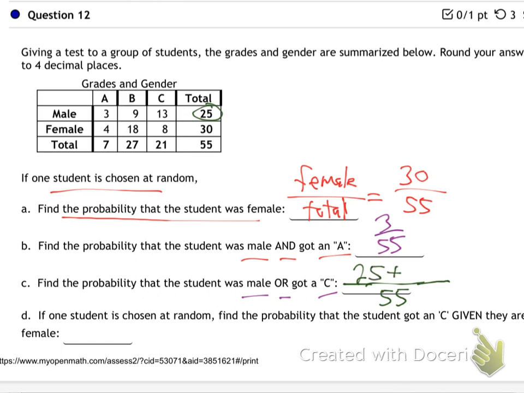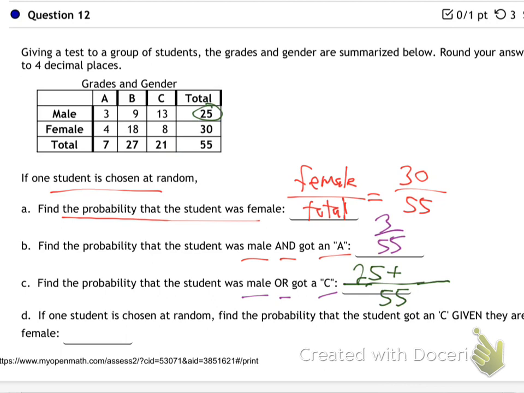But they said male or got a C, so you got to add those up. So what should I add to that? What am I going to add? The 21. Zach, why do you say the 8? Because you already have the 13 in there. They're not different people. Can't just add this 21, right? Because you're double counting those 13.